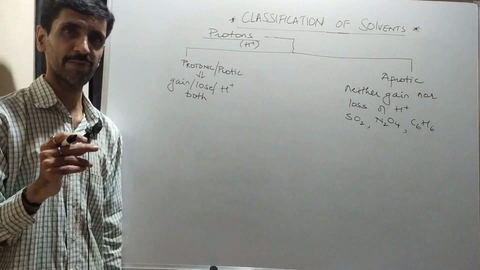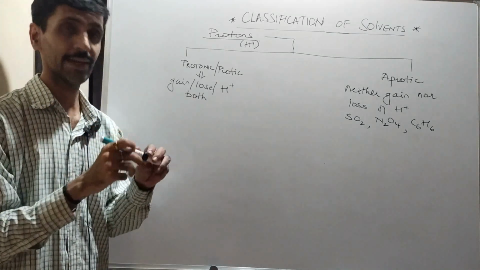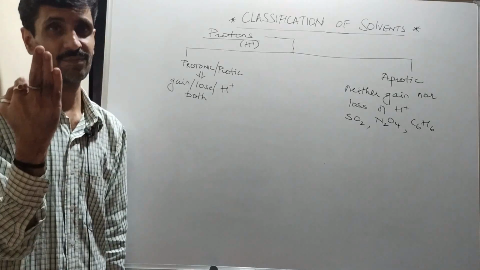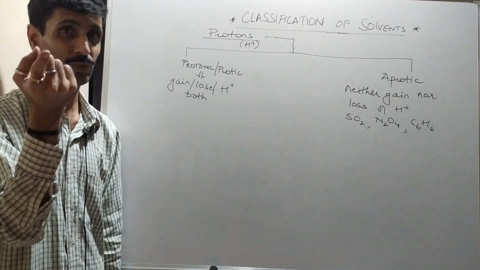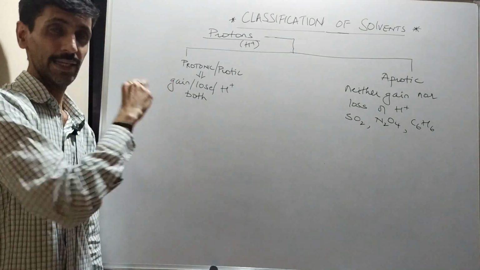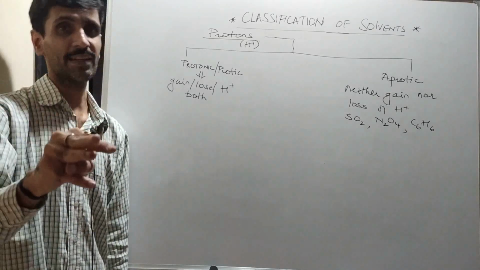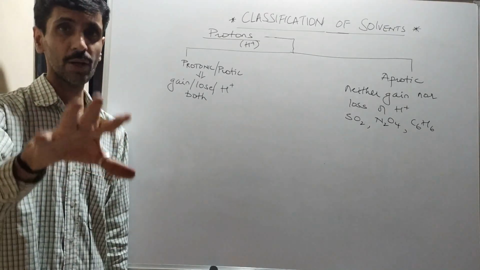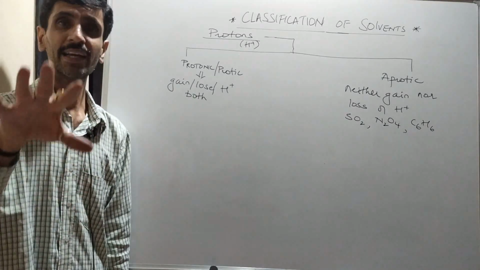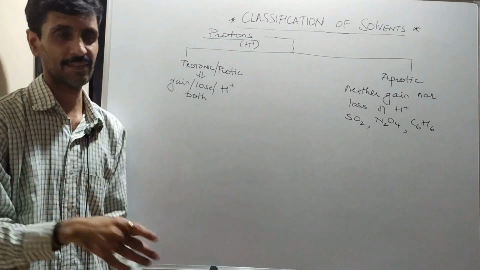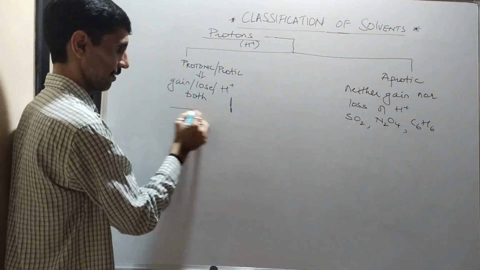Now coming back, my dear friends, to protonic solvents. Depending upon the ability, I said there are three abilities with respect to protons. Number one, it can have the ability to gain a proton. It can have the ability to lose a proton. You can have both properties, and therefore protonic solvents are further subclassified into three categories. So we go into the further classification.